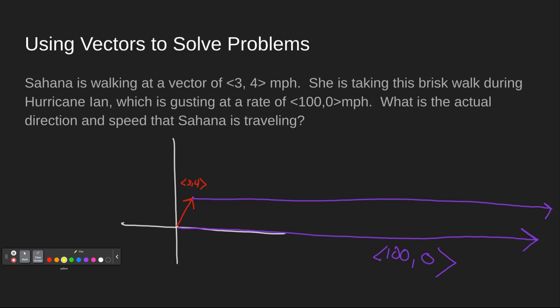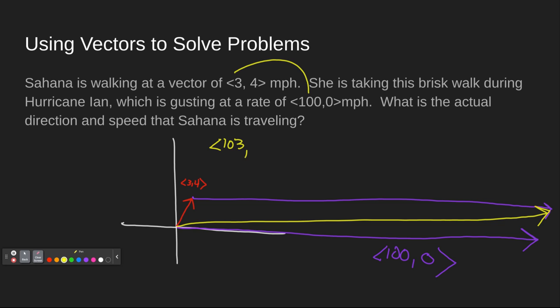So this yellow vector is actually where Sahana is going to go, believe it or not. She's trying to go where the red is looking, but she's actually going to get pushed all the way to where the yellow ends up because it's a sum of forces. So what is this yellow vector? Well, all we do is add the components. The yellow vector is 3 plus 100 and 4 plus 0. Now, what was the actual direction she was traveling?